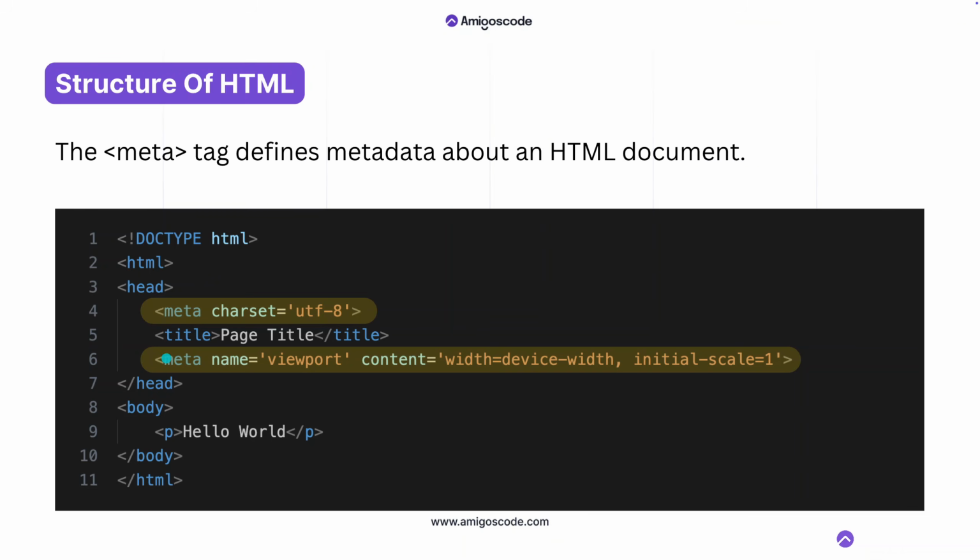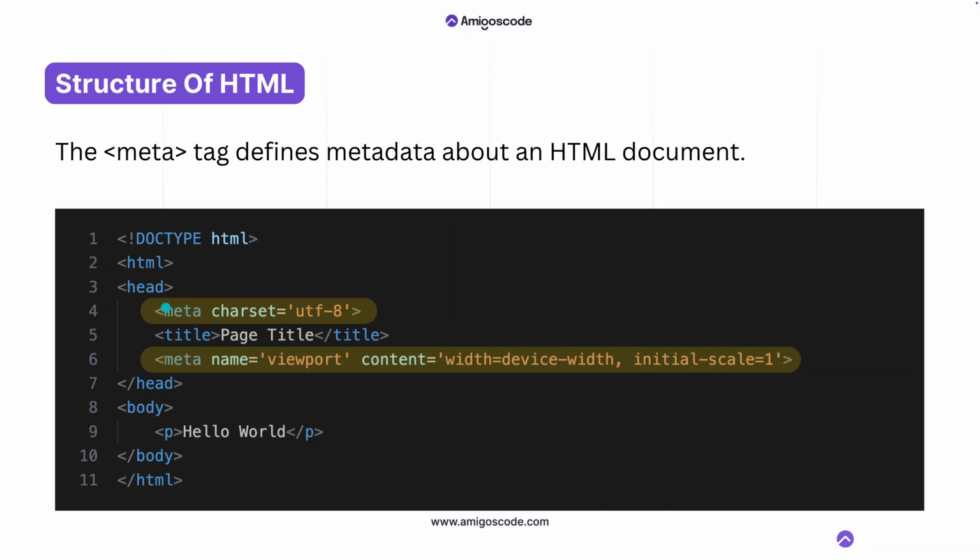We also have in here meta name viewport, and then content with device-width, initial-scale=1. And this tells the browser how to control the page's dimensions and scaling on different devices. So in here, width=device-width makes the page width match the device screen width, and initial-scale sets the initial zoom level to 100%. So don't worry too much about this.